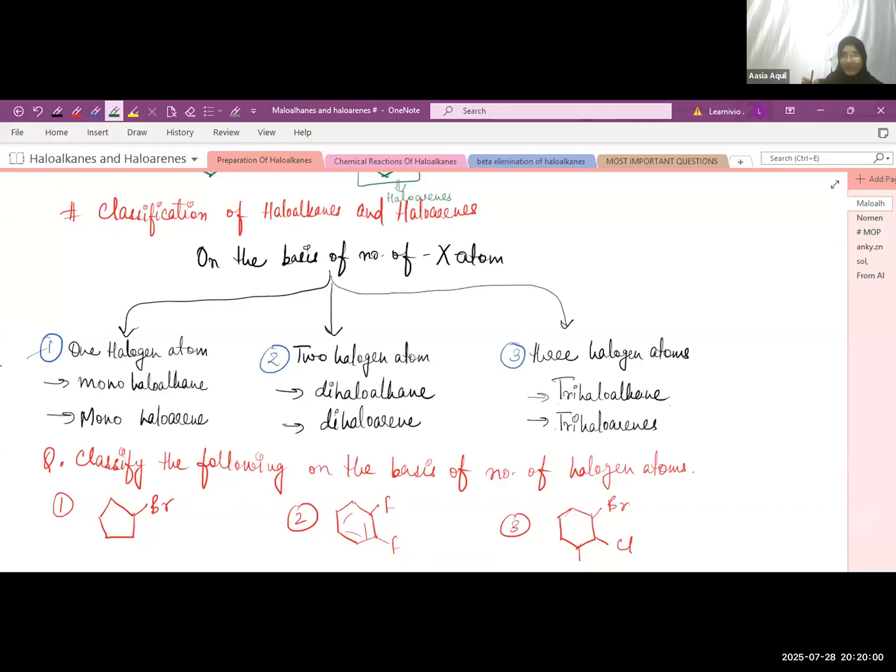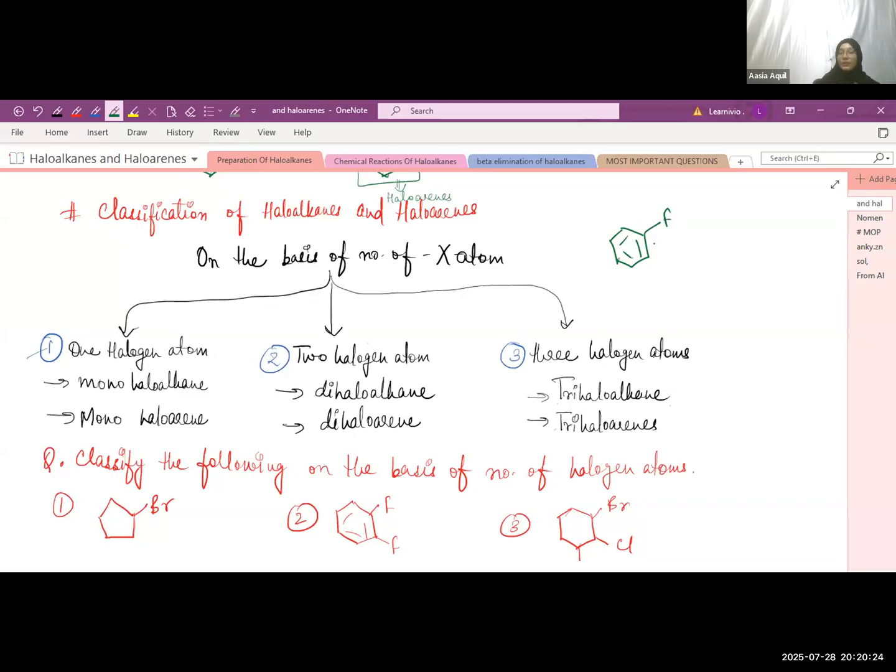If it is haloarene, suppose I give this benzene ring and only one halogen atom is attached to this benzene ring. So we call it a monohaloarene, because only one halogen atom is attached to this arene ring, right?